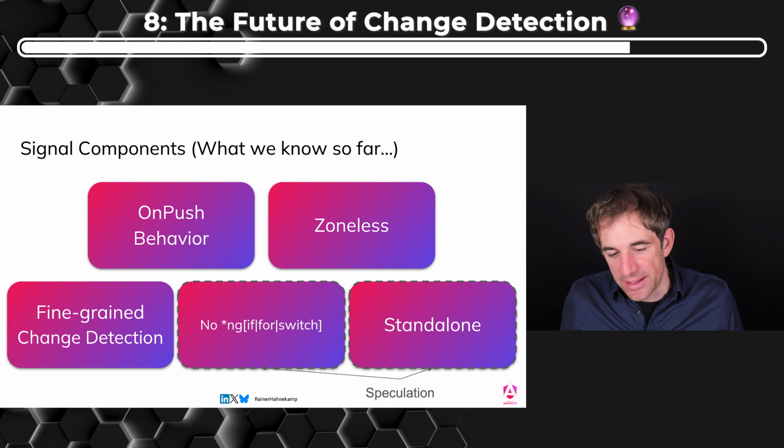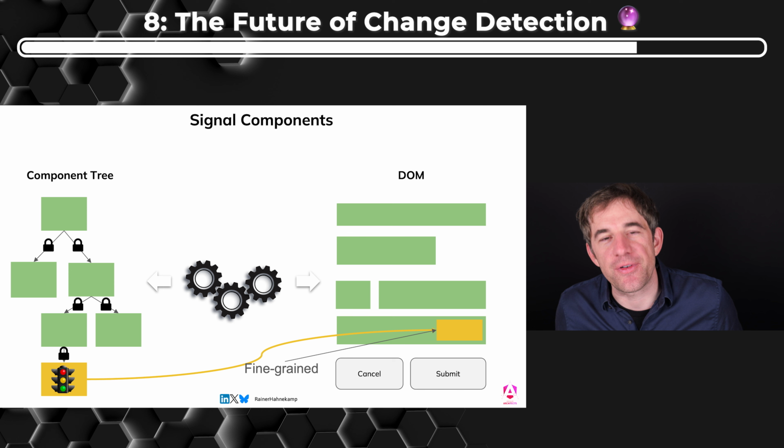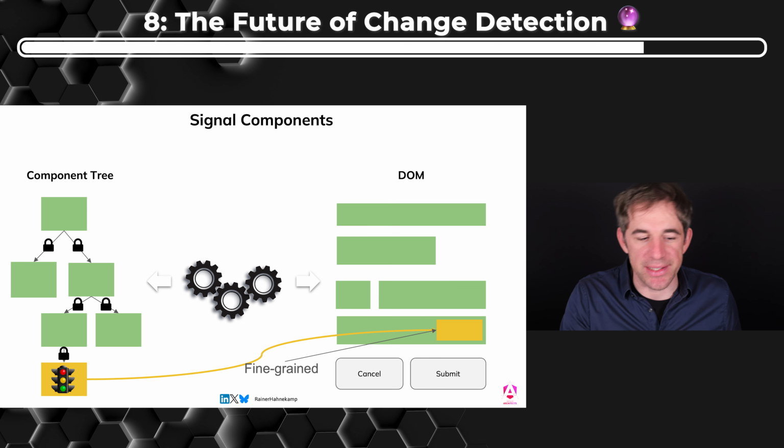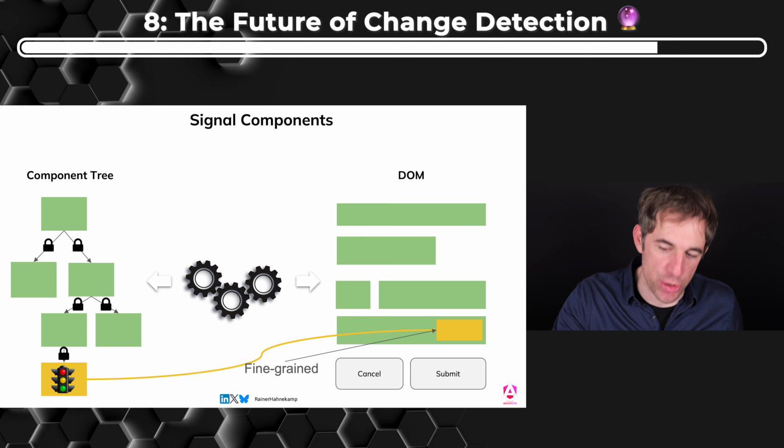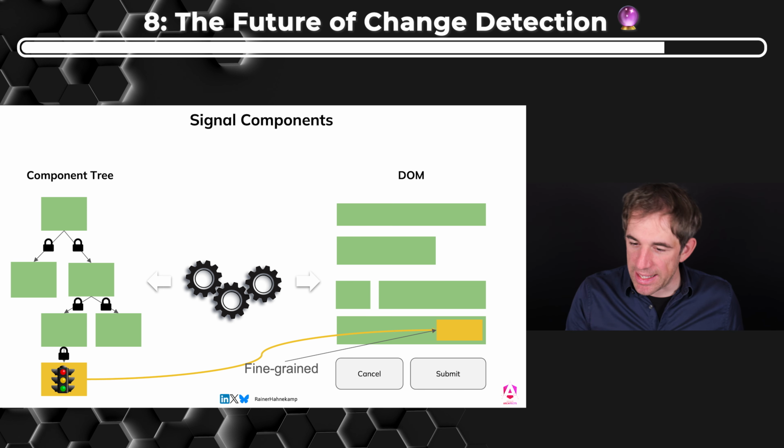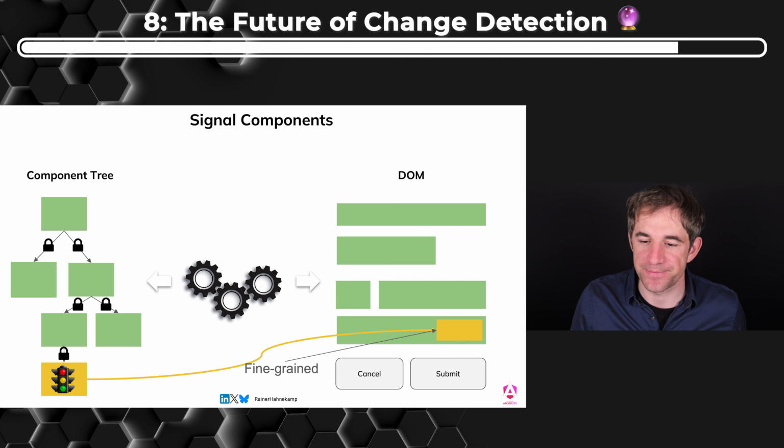And we see here the fine-grained version. So the signal changes only a part, the view in this component, and then the change detection also only runs in this particular view of the component and ignores the rest.